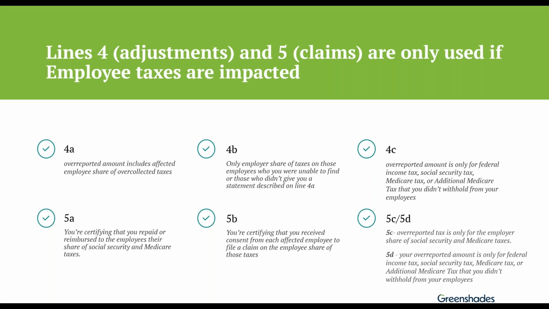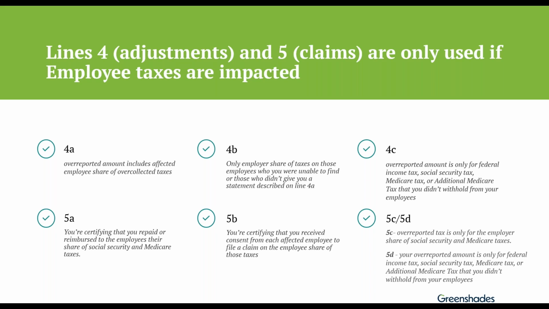4A, 4B, and 4C, those are the different types of corrections and adjustments that you're making. 4A is if the over-reported amount includes the employee's share of over-collected taxes. 4B, if only the employee share of taxes on those employees who you were unable to find, or those who didn't give you a statement described on line 4A. Or line 4C, if you over-reported the amount only for federal income tax or taxes and other taxes that are not withheld from your employees.